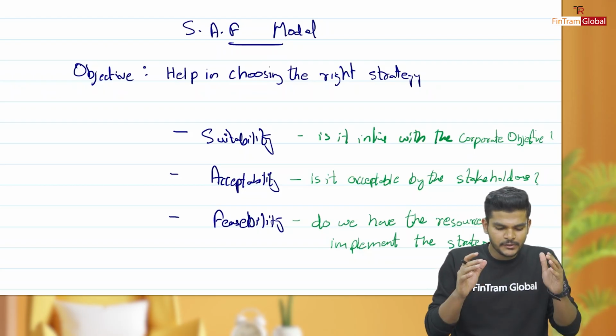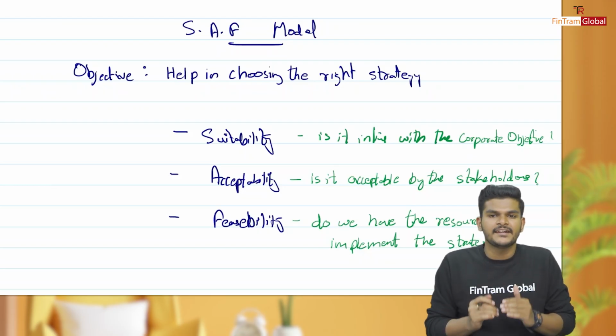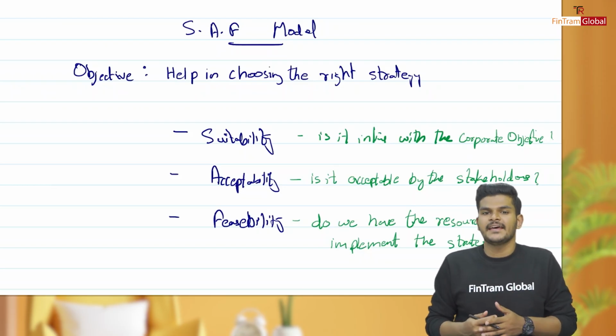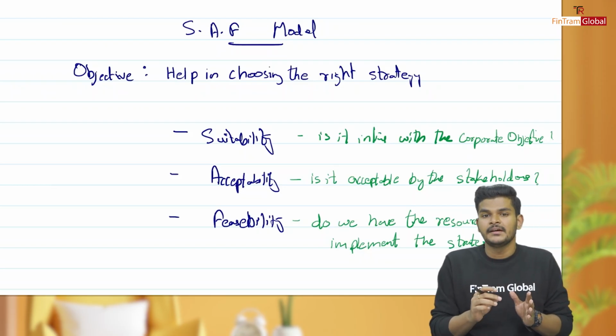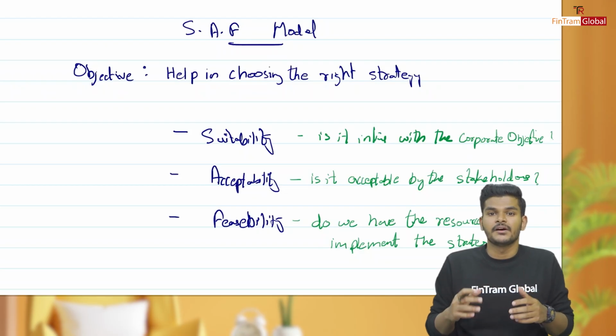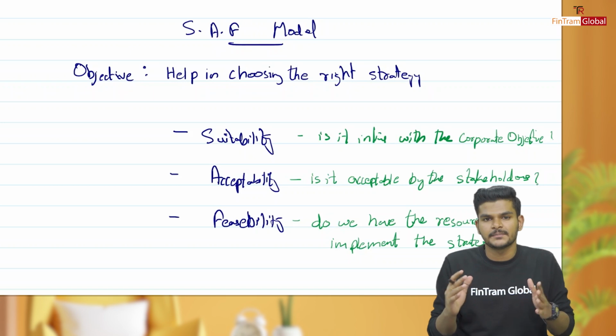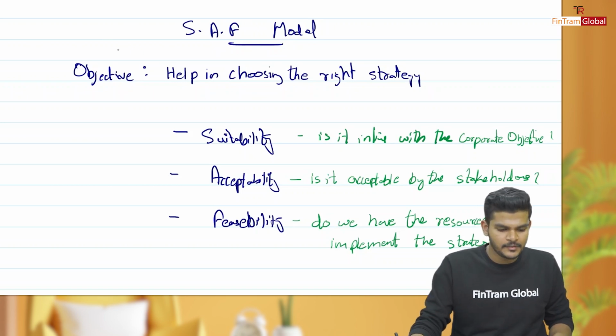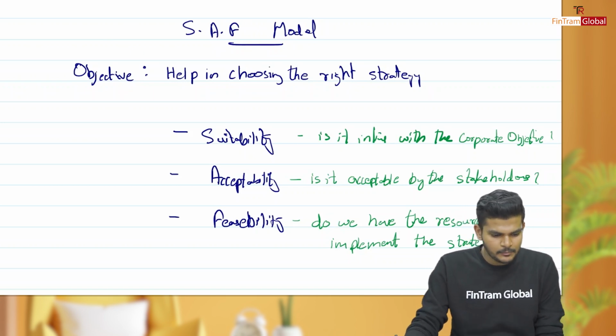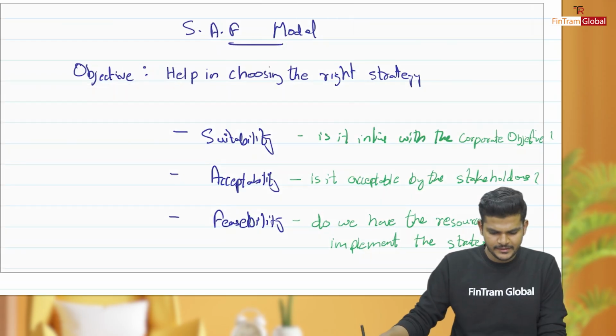Okay, folks. So if all three of these criteria are met, then we can say that that particular strategy can help us in achieving our overall corporate objectives. Okay, folks, and it can help us choose the best one, right? That's basically what we use the SAF model for. Now, moving on, I'll just clear this.